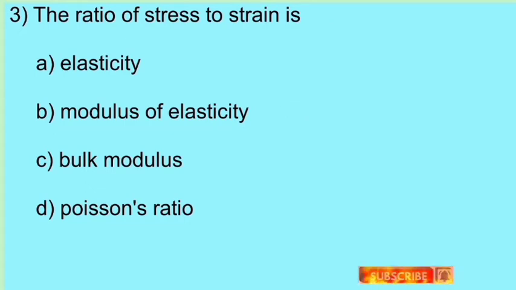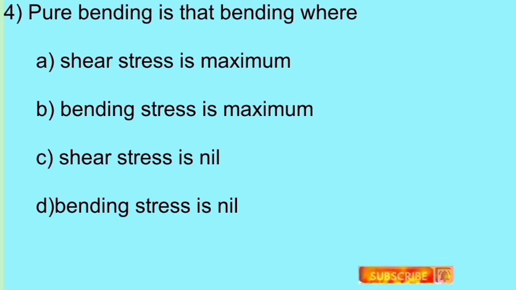Next question. Pure bending is that bending where option A, shear stress is maximum, option B, bending stress is maximum, option C, shear stress is nil, and option D, bending stress is nil. Pure bending is that bending where shear stress is 0. In pure bending, only bending moment is there. It means there is no shear stress. So option C is the answer.